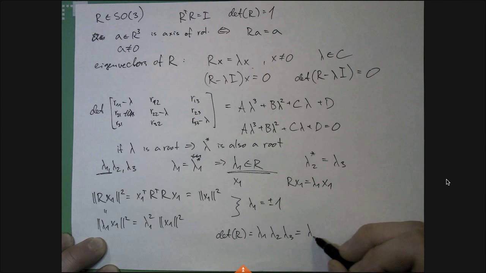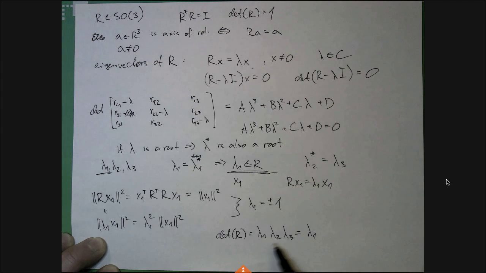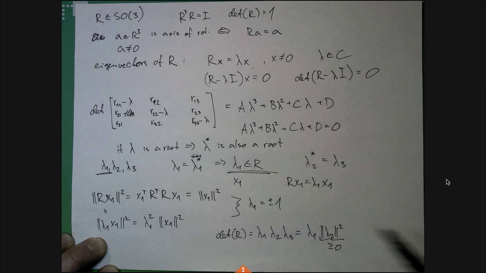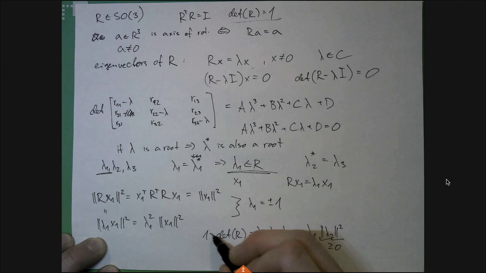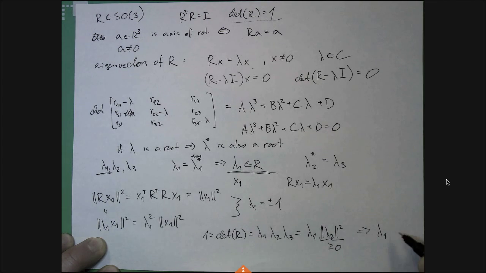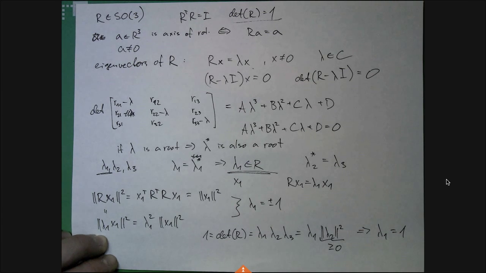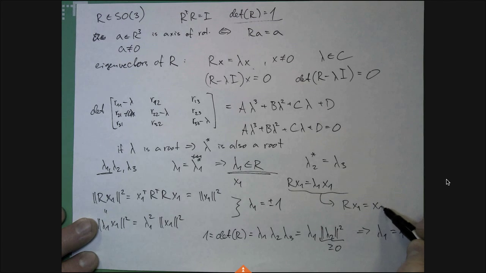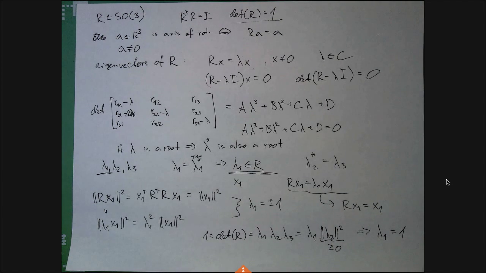Because lambda 2 and lambda 3 have to be a complex conjugate pair, one the conjugate of the other, their product must be the squared norm of lambda 2, which is non-negative and real. And the determinant of R is 1, that's our assumption because R was a rotation, so that means lambda 1 can only be 1. It cannot be minus 1. So this is a long way of saying that Rx1 equals x1, and guess what? That means x1, the eigenvector corresponding to the real eigenvalue, is our axis of rotation.